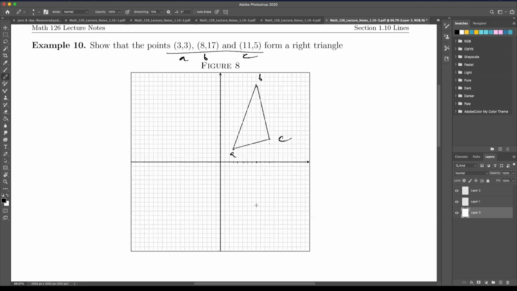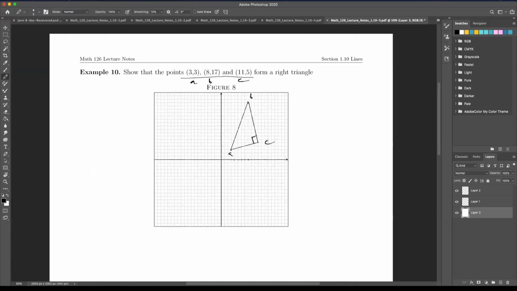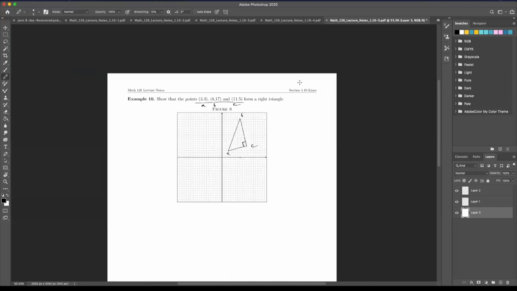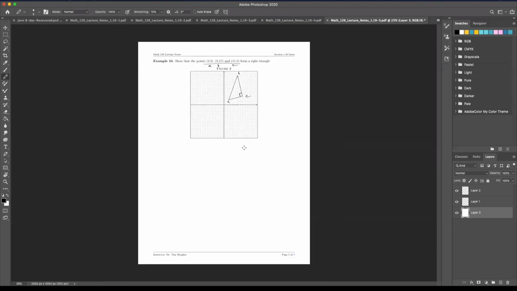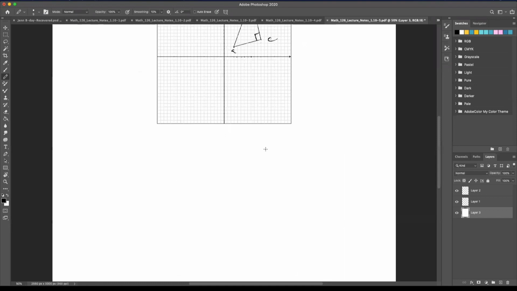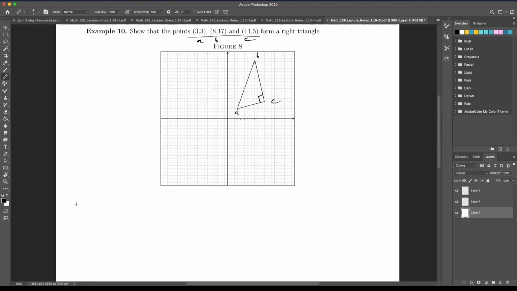Well, a right triangle should have a right angle, right? And that means two of these lines need to be perpendicular to each other. In order to show that, we just want to calculate the slopes. By drawing it, we can easily see, technically we could have checked all of them as long as two of them work. All right, so let's do this slowly. We want to find the slope of line segment AC, and then the line segment BC.